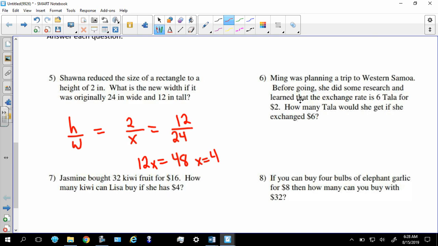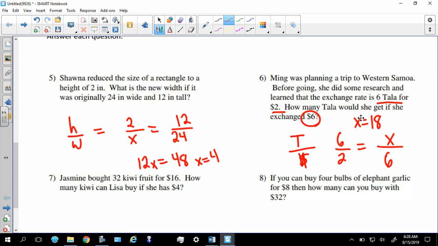Before going, she did some research. It looks like we're going to do an exchange: 6 Talia, whatever that is, for $2. So I'm just going to do Talia over money. The exchange rate is 6 over 2 is equal to x over $6, so that's going to be on the bottom. Cross multiply and solve. X is equal to 18.